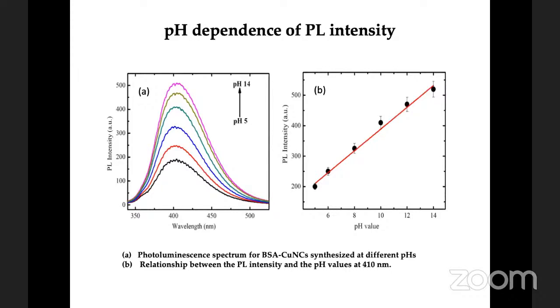We have also checked the performance of these BSA capped copper nanoclusters at different pH. We started with 5 because the isoelectric point of BSA is known to be around 4.7. If you prepare the samples below that, this will lead to precipitation of the solution and no PL response will be observed. But in the range from 5 to 14, the PL should show a linear increase with the increase in the pH. We performed all the experiments around pH 7.